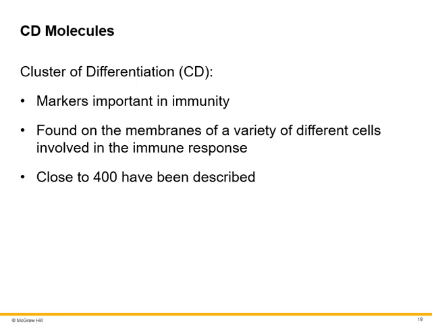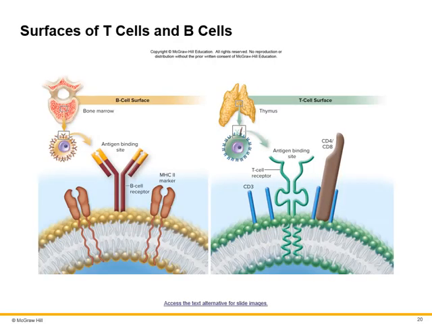So CD means cluster of differentiation. There's like 400 different CD markers that have been found that are involved in immunity. And there are various different functions, but we're just going to learn those two, CD4 and CD8. So you can see there are some others. There's like CD3 here that is on the T cell surface. B cells have the B cell receptors that have this Y shape. That's basically an antibody.